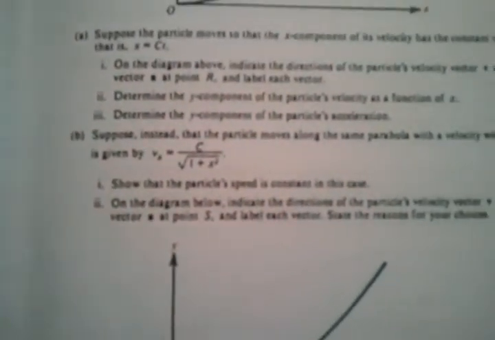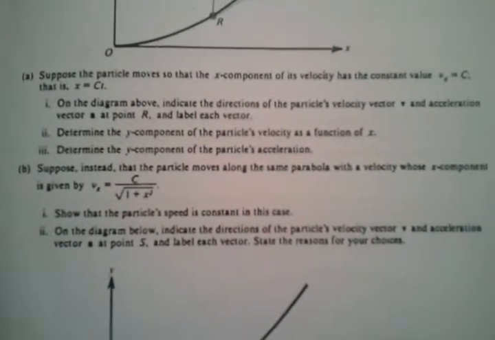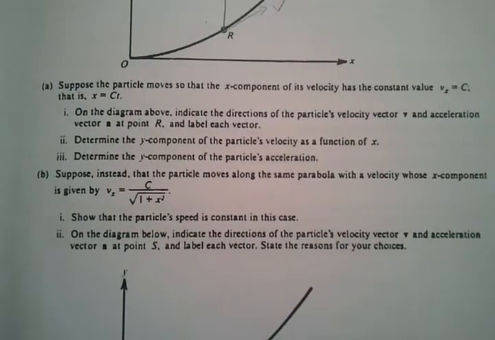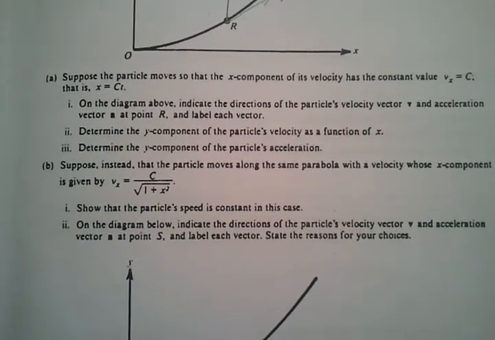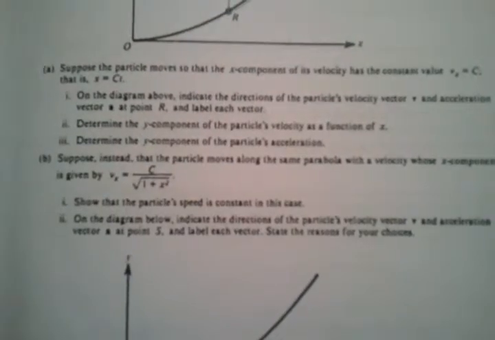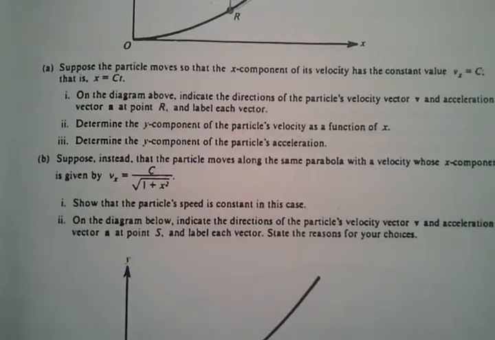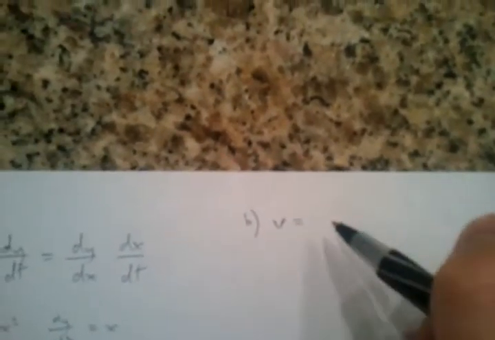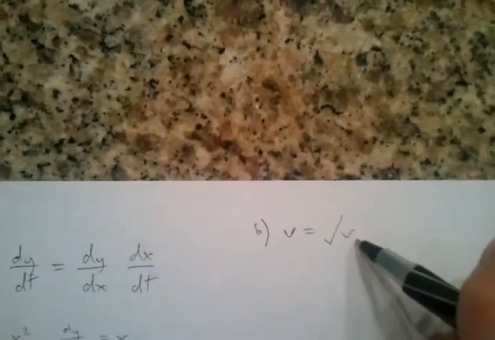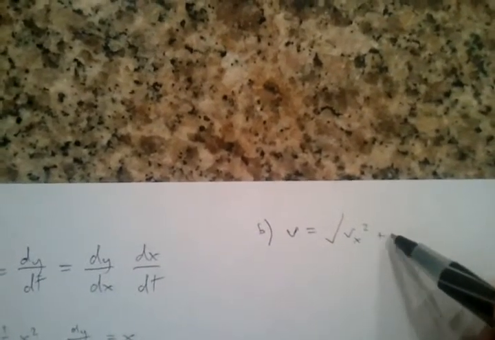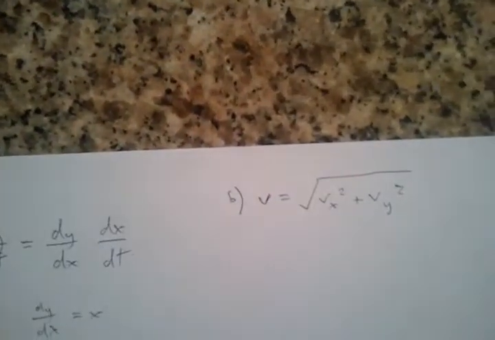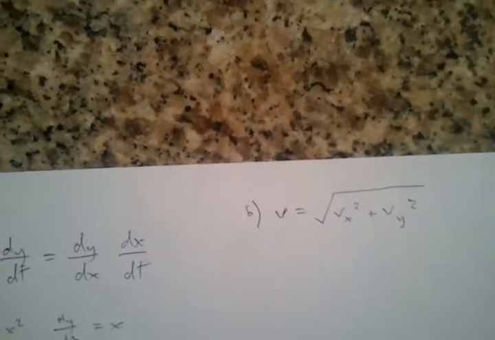For part B, you're going to assume now that the particle follows a different velocity, and it's given by c over the square root of 1 plus x squared. And we need to show that the particle's speed is constant in this case. So first, you need to determine what the particle's speed actually is, just to determine an expression for it. To do that, we use the Pythagorean theorem. The velocity is equal to the square root of the velocity in the x direction squared plus the velocity in the y direction squared. It's just a simple matter of imagining the triangular shape of the vectors.